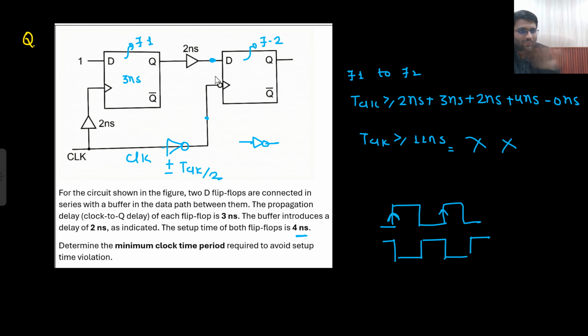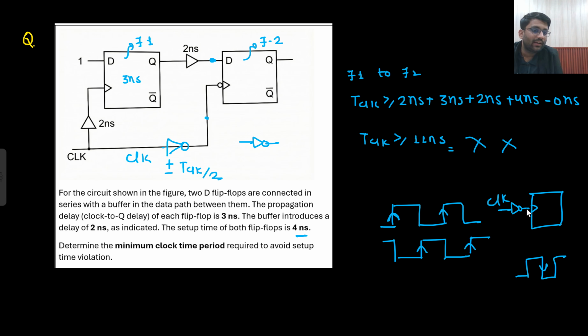Now this bubble has been pulled out. What does that mean? It has become positive edge triggered. So what is the positive edge? This is the positive edge. Did you understand what I did here? This was initially negative edge triggered, so it would trigger at this particular point. Now I took out this bubble and made the clock somewhat like this. This is my clock now.